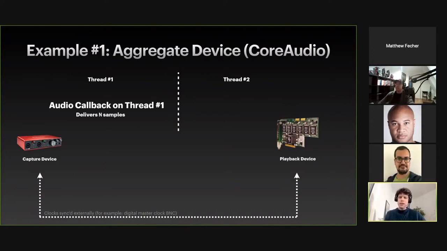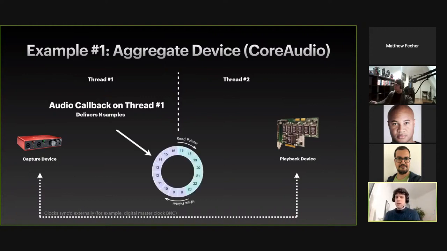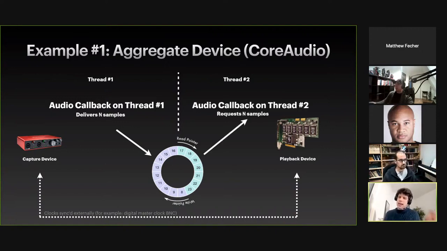And now what you would really like to do is just pass this on to the playback device. But you can't do that, right? There's no API in the Core Audio stack to just say, hey, play these samples. So what you have to do is something with these n samples, right? Well, you just put them in a ring buffer. And then on a separate thread, your playback device will get an audio callback and it can take out those n samples and play them back.